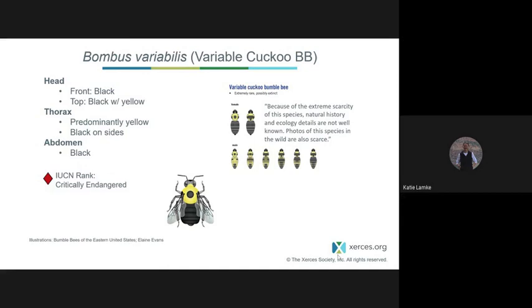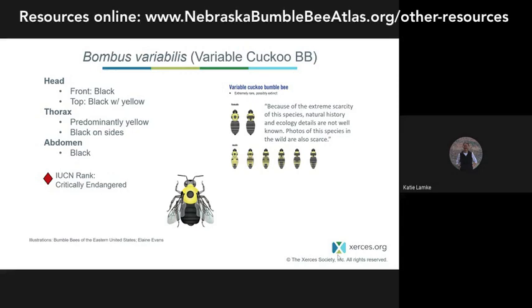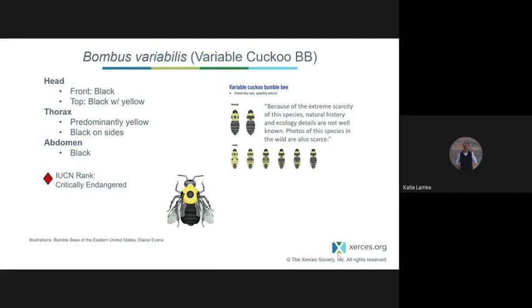When looking at Bombus variabilis, or the variable cuckoo bumblebee, this is a very uncommon bee that is listed again as critically endangered under the International Union on Conservation of Nature. And there aren't very many photos of this bee in the wild, so I put up the color pattern variation that came out of the Bumblebees of Eastern United States, which is a PDF you can find online for free. And even in there, they have a quote that says, "Because of the extreme scarcity of this species, natural history and ecology details are not well known. Photos of the species in the wild are also scarce."